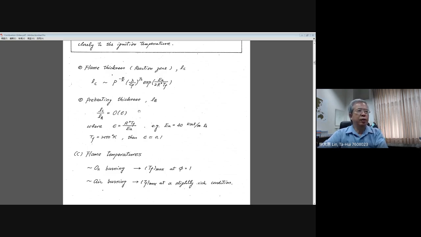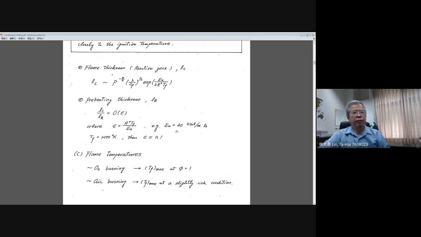Usually people will use this relation. If you use the flame thickness divided by the polyethylene zone thickness, there's one order of reduction, with the order depending on the definition from the theory. This epsilon is equal to R naught TF divided by activation energy. Actually, the upper part represents the thermal energy you will have, right? And activation energy is in the lower part to have some comparison.